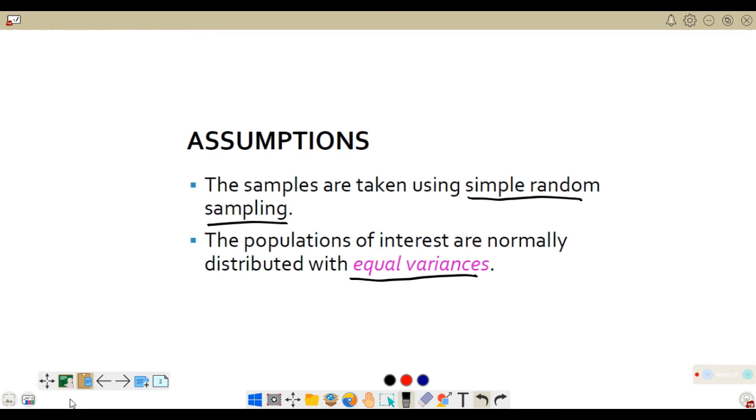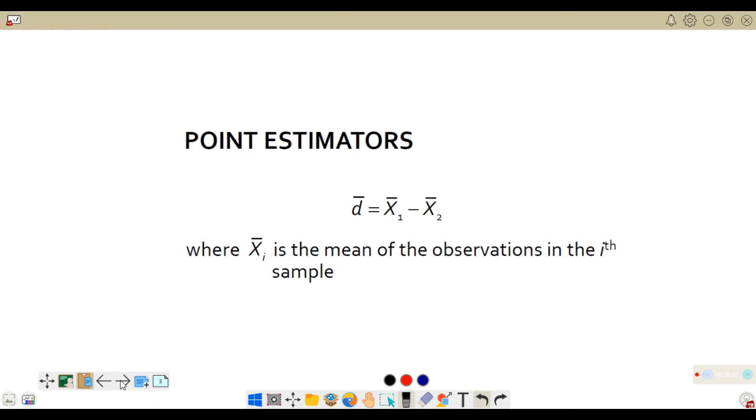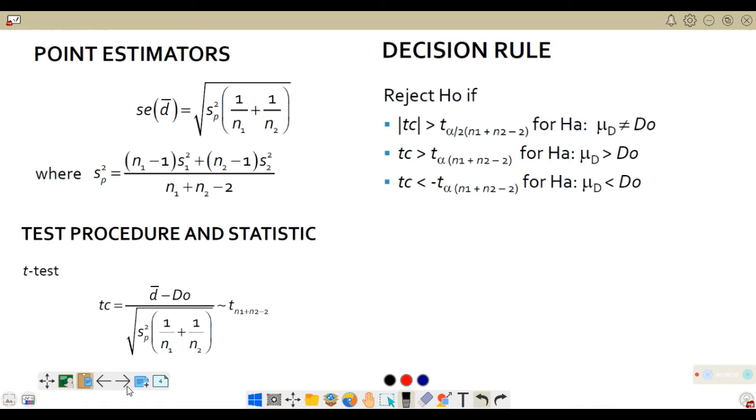So, dapat assumed na equal yung variances pag ito yung formula na gagamitin natin. And the point estimator is, katulad ng dati natin, mean difference pa rin, which is equal to the difference between mean sub 1 and mean sub 2, where mean sub i is the mean of the observations in the ith sample. Okay. Ito yung formula na gagamitin natin. So, we have, may madadagdag tayo dito. This is the pooled variance.